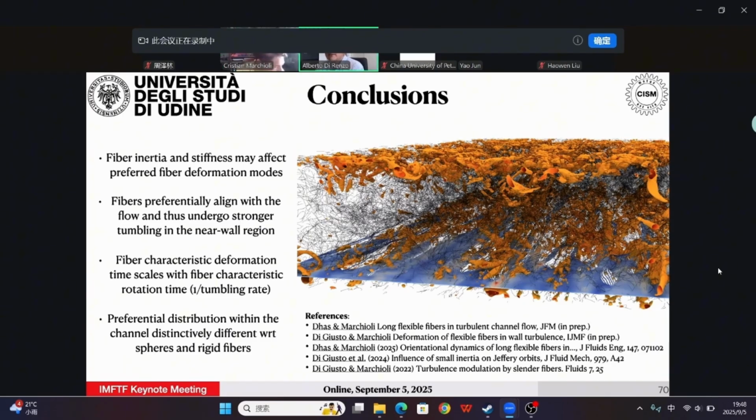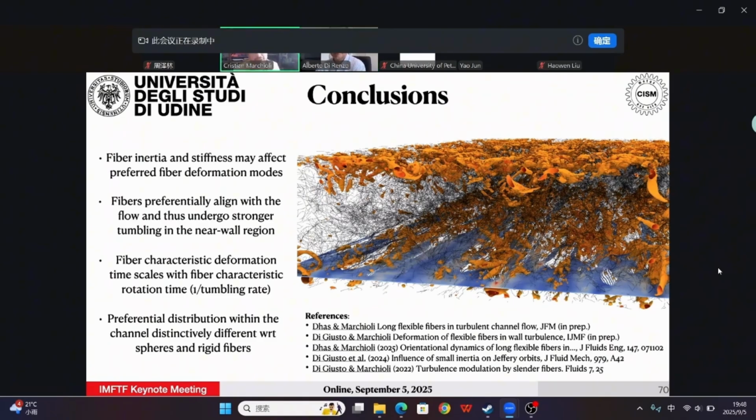So he says, very impressive. Compared with particles, could you please provide some comments on the differences with fibers? For example, the concentration with turbulence and so on. Would you take this first one?